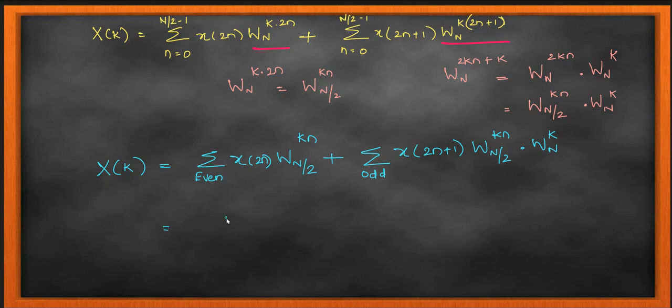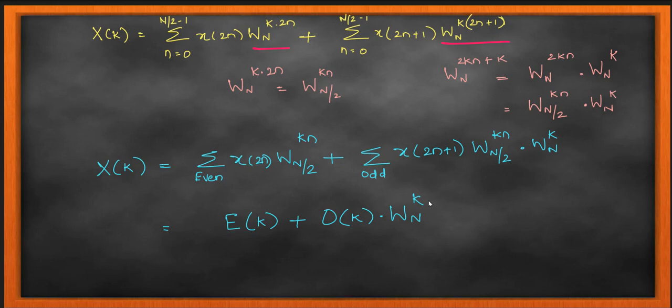So W_N to the power of k is not attached to the summation, because the summation is for the variable n, and W_N to the power of k doesn't have that variable small n, so it is not attached to the summation. So I can write it outside the summation in this manner. So I'm writing it as E of k plus O of k into W_N to the power of k.